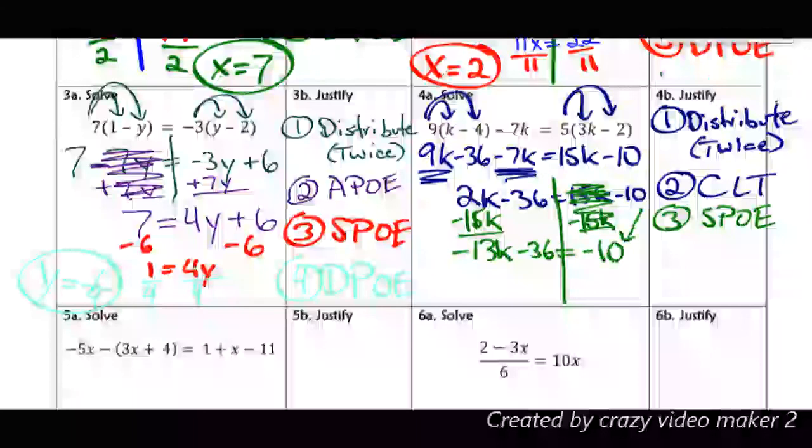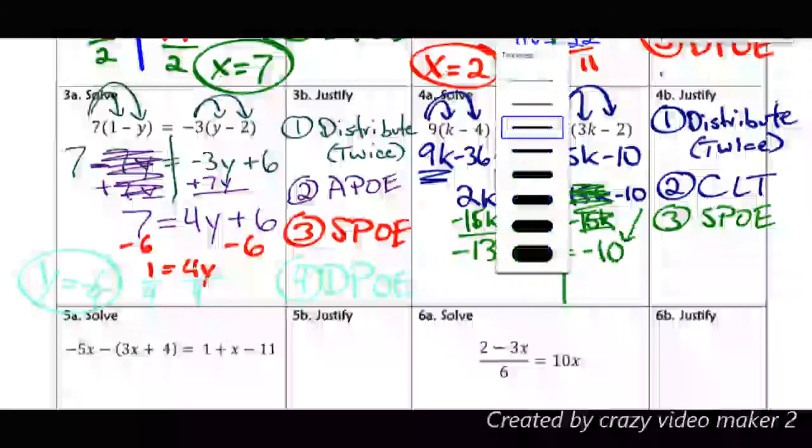That's a really common mistake to drop that negative sign. It's minus 10 or negative 10. That's still a negative 10. You have to keep that sign with the number.